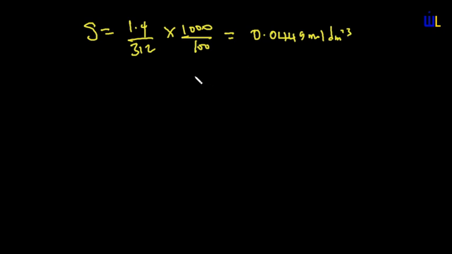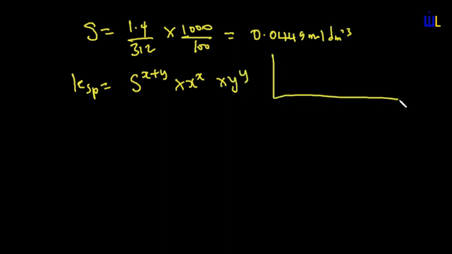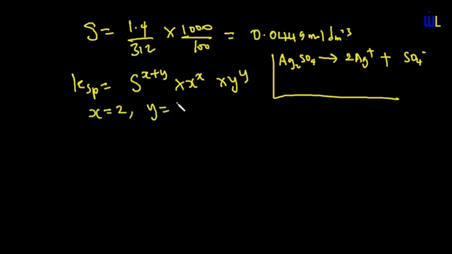Okay, so if we decide to write the equation for this particular reaction, when you are looking for solubility product, it is simply s raised to power x plus y times x raised to power x times y raised to power y. Now, rewriting that equation, Ag2SO4 dissociates to give 2Ag plus SO4 minus. It means that our x is equal to 2 and our y is equal to 1.